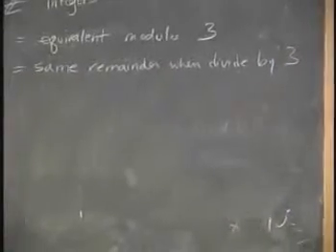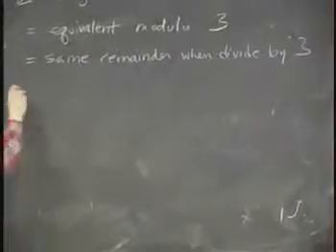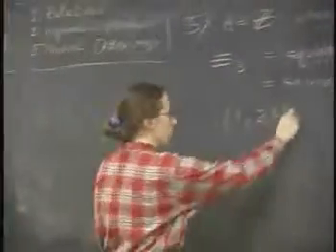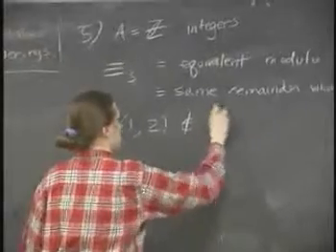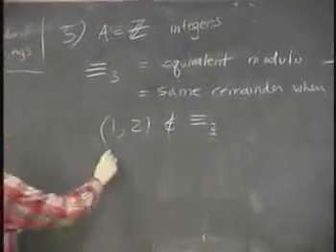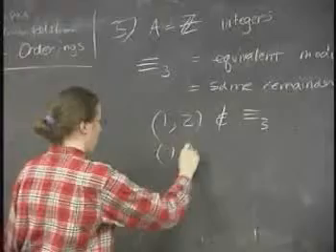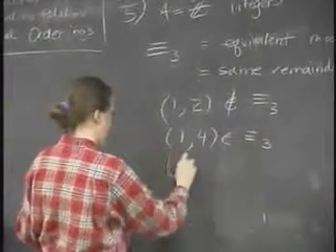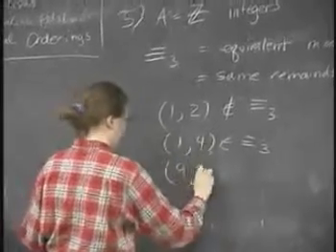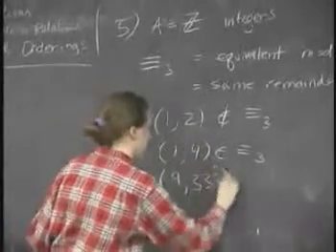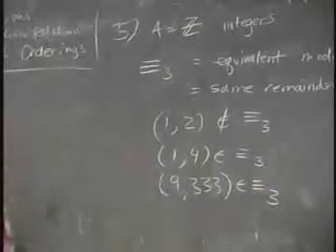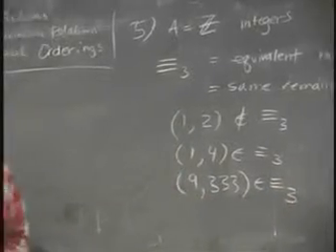So in this case, 1 and 2 would not be equivalent modulo 3. So this is not in equivalence modulo 3. But 1 and 4 would be, as would 9 and 333. Does everybody understand this relation?